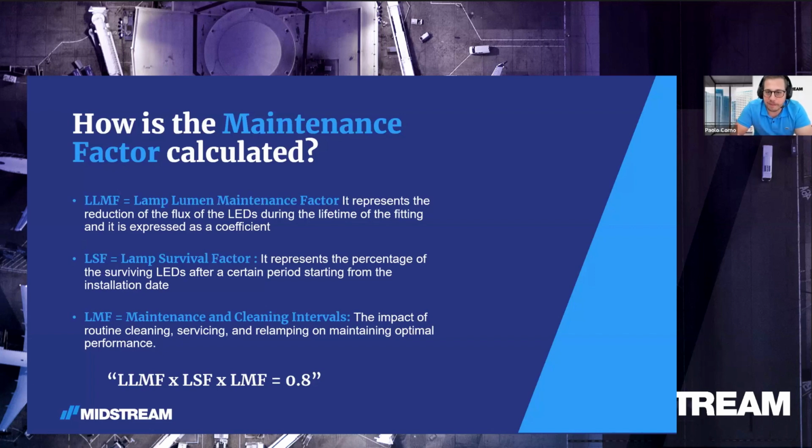Starting from the lamp lumen maintenance factor, this is the representation of how much light my luminaire will lose over time just by working by itself. So, LEDs or, before, light bulbs will degrade over time. LEDs degrade from electromigration and decay of the phosphorus in front of them. They lose efficiency over time.